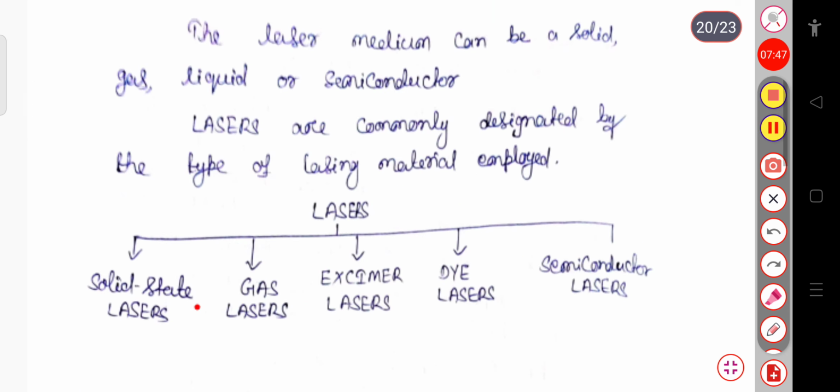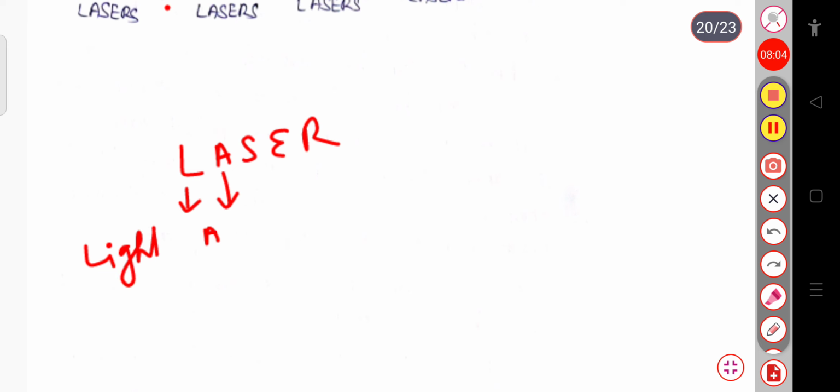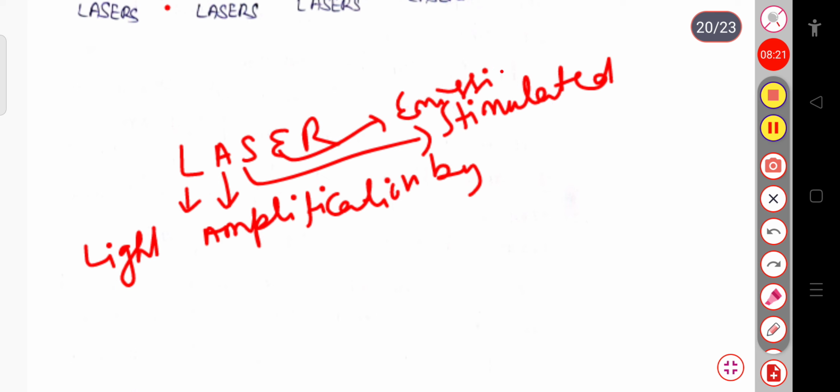As for the name of the laser, laser is the abbreviation of light amplification by stimulated emission of radiation. L is for light, A stands for amplification, S stands for stimulated, we need stimulation, E stands for emission, stimulated emission of, and R stands for radiation. So this is the abbreviation for laser.